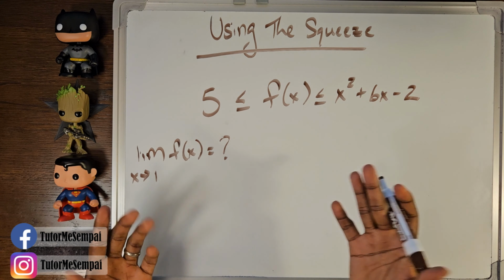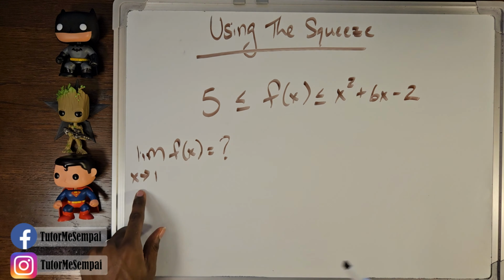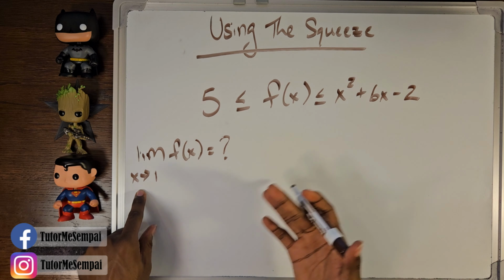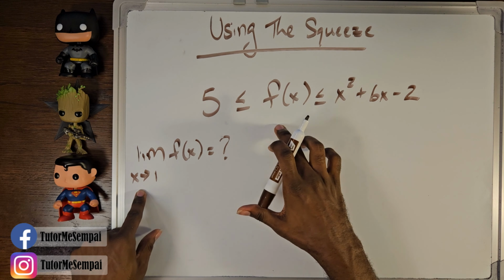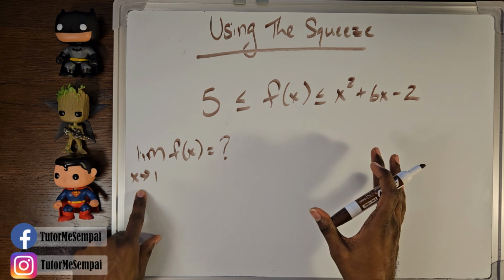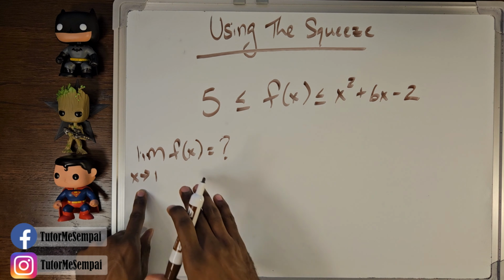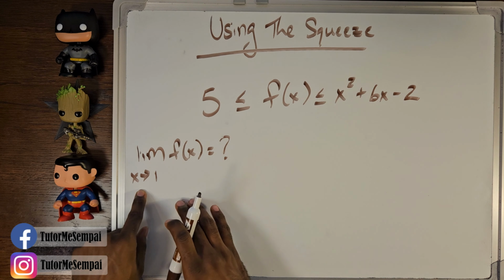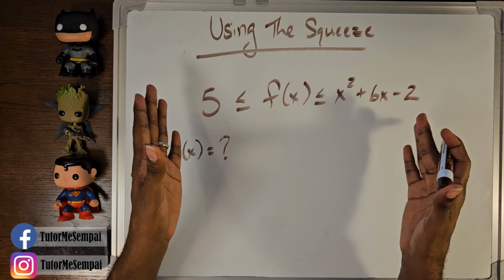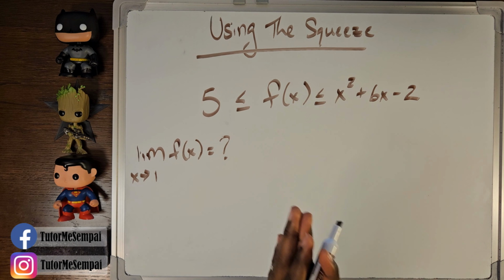However, we need to find what the limit of f of x is going to be when x approaches 1. Now you may be looking at this like, we don't even know what the actual function is. It doesn't matter. We can use our Squeeze Theorem to still find this generic limit. And I've already given you the first part. You have your bounds. Now you need to check your second part.